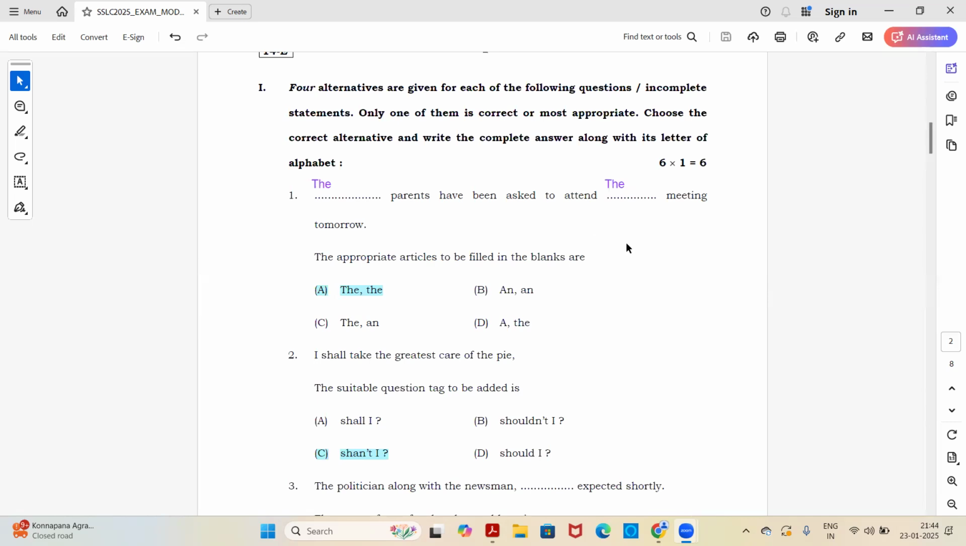Okay, now second question. I shall take the greatest care of the pie. The suitable tag to be added is: if the sentence is positive, you need to write the negative question tag, and shall is the modal verb used here. So you can check the options, and it's option C, shan't I. Shan't I is the best suitable answer here. Option C is the correct answer.